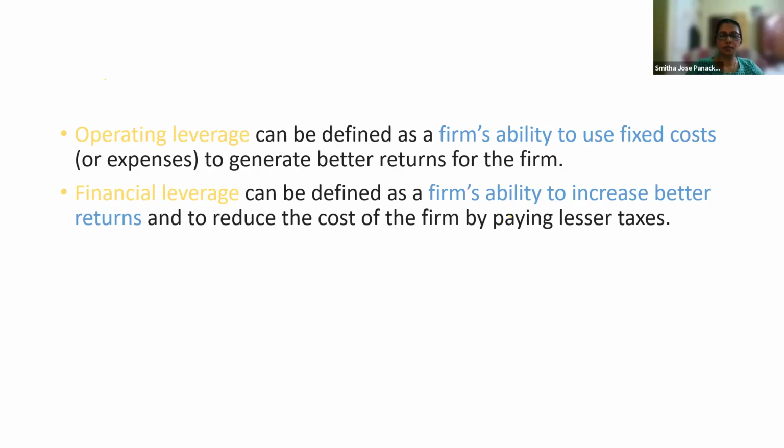Operating leverage is a firm's ability to use fixed cost and generate better income from that. And what is financial leverage? It can be defined as a firm's ability to increase better returns and to reduce the cost of the firm by paying lesser taxes. And the financial leverage is due to the inclusion of debt in your capital, right? Operating leverage is because of fixed cost, and financial leverage is because of fixed interest bearing funds like debentures and preference shares capital.